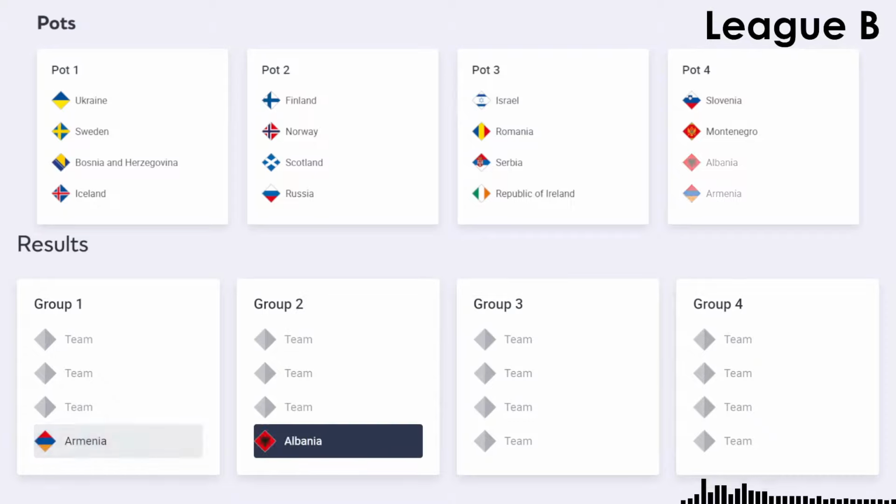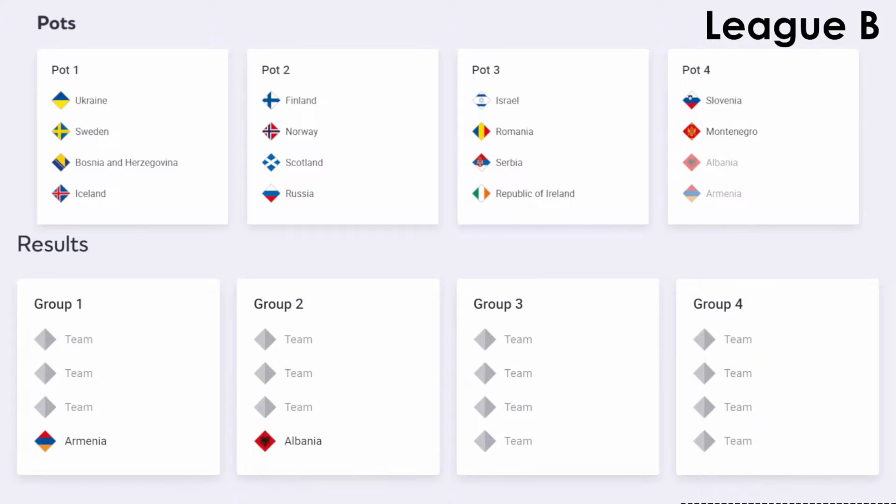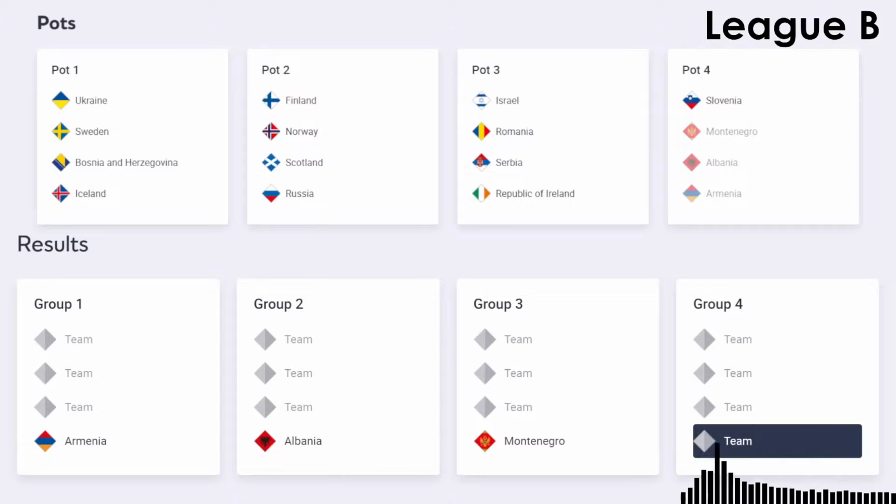So Montenegro, Group B3, Montenegro on Group 3. Moving on to Group 4, Slovenia. So these are the teams: Group 1, Armenia; Group 2, Albania; Group 3, Montenegro; and Group 4, Slovenia.